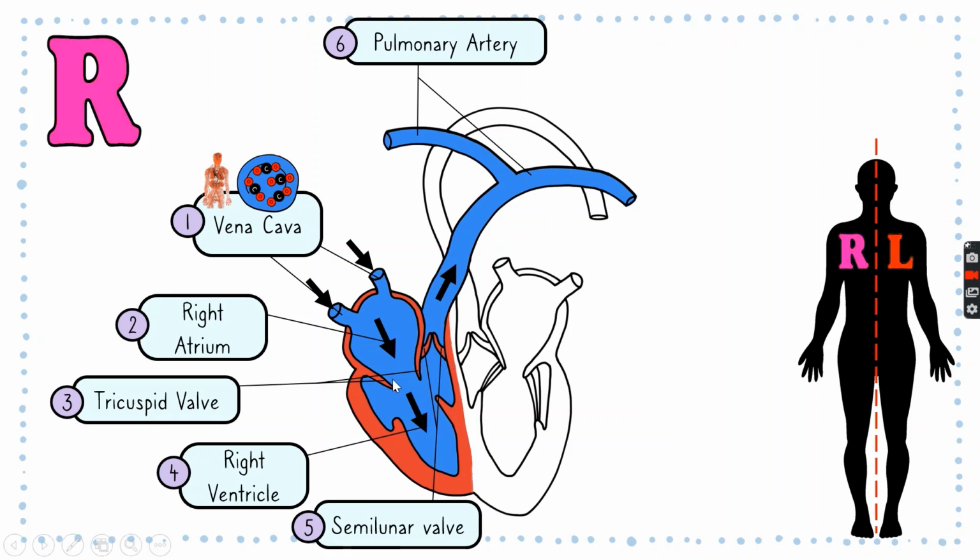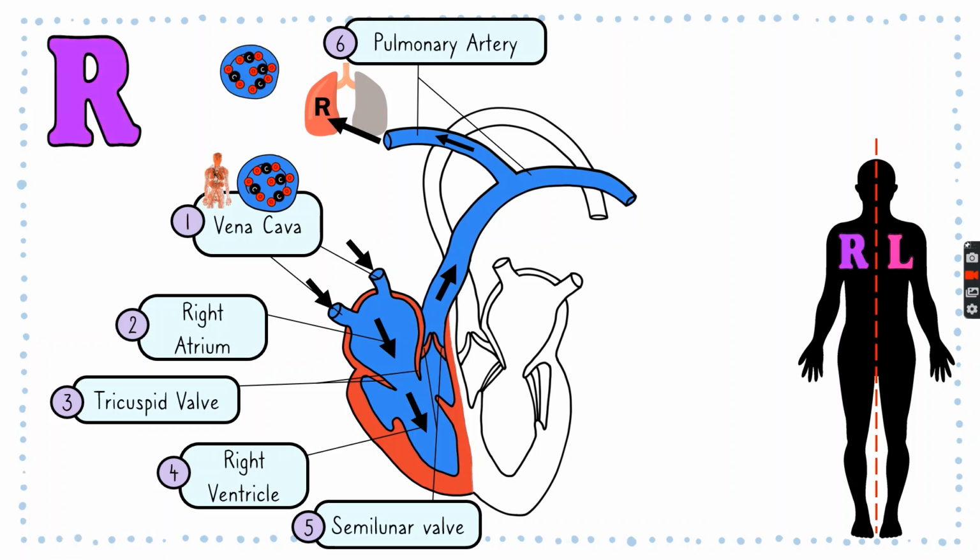So just to remind you, valves have the main function to prevent backflow of blood. So this means that it will prevent the blood from moving backwards. When the right ventricle contracts, it's going to push the blood through the pulmonary artery that brings the blood towards the lungs. So this one right here will bring it to the right side of the lung.